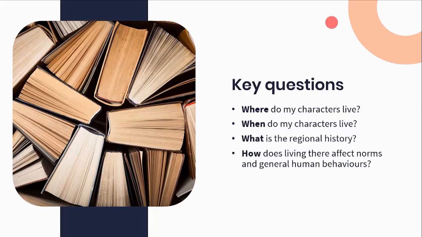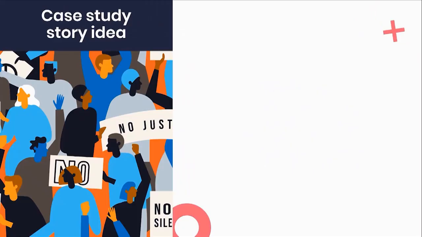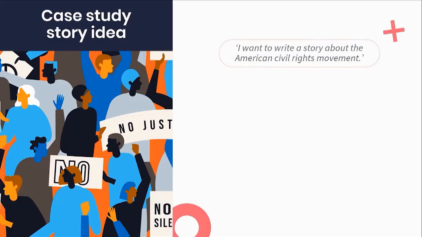And our last question, how does living there affect norms and general human behaviors, really does tie the other three together. So, now that we've covered those key questions, let's look at a quick case study story idea to really try to quickly understand just how the answers to those key questions will come to present themselves as something cohesive. Our case study story idea is, I want to write a story about the American Civil Rights Movement.